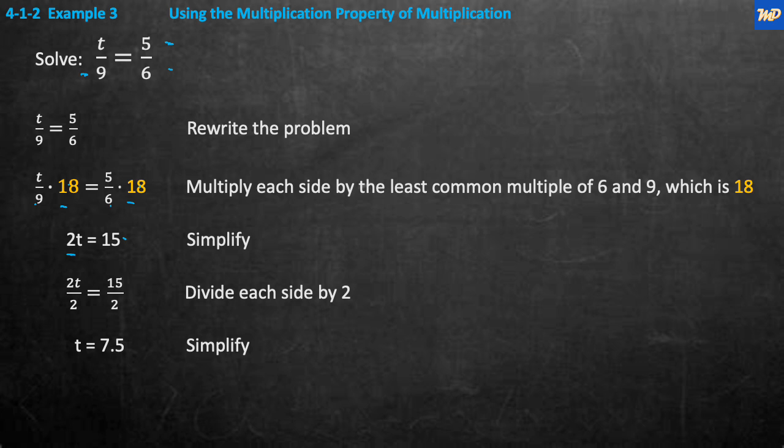And now we have to get the t by itself, which means removing the 2. We do that by dividing both sides by 2, and when we do that, these 2's cancel, and the 15 gets divided by 2, and you end up having t being equal to 7.5.